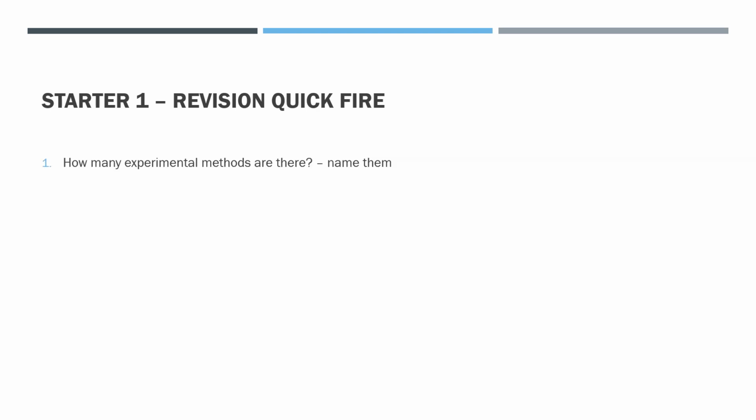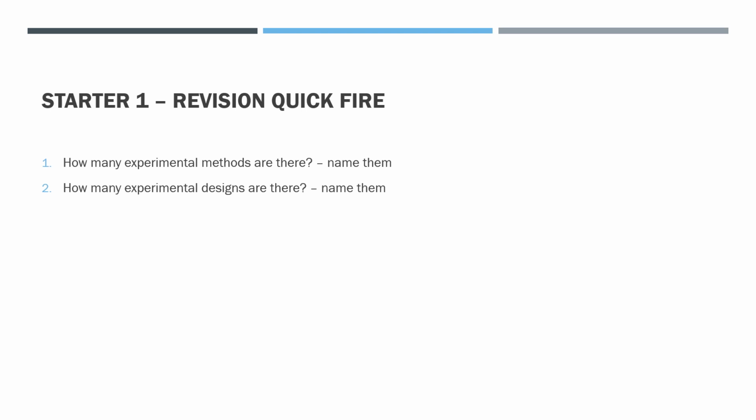So number one, how many experimental methods are there, and name them? Go. So the answer then, there are 4 experimental methods. They are lab, field, natural, quasi.